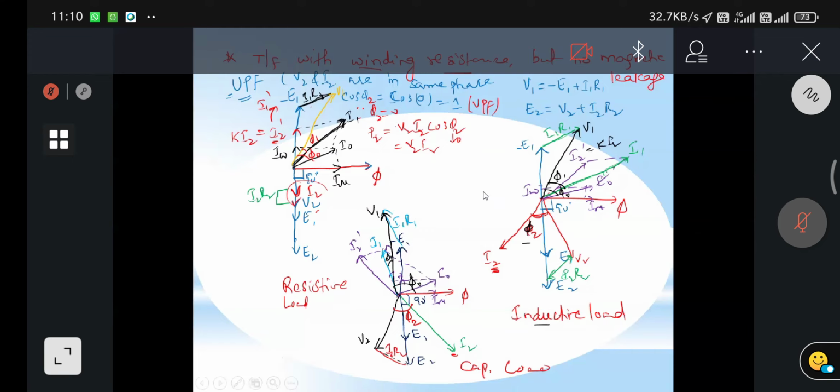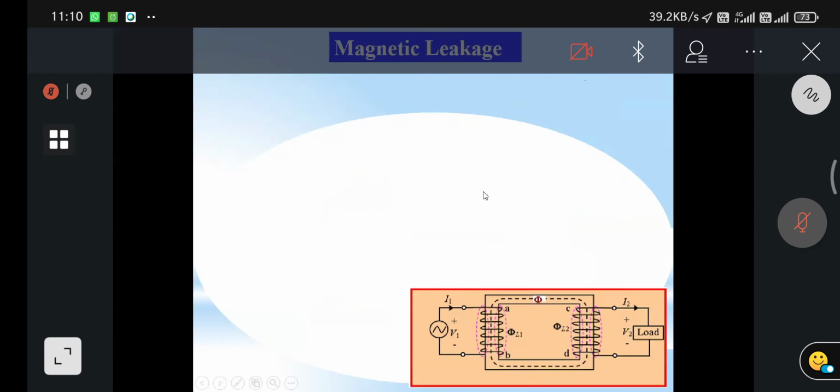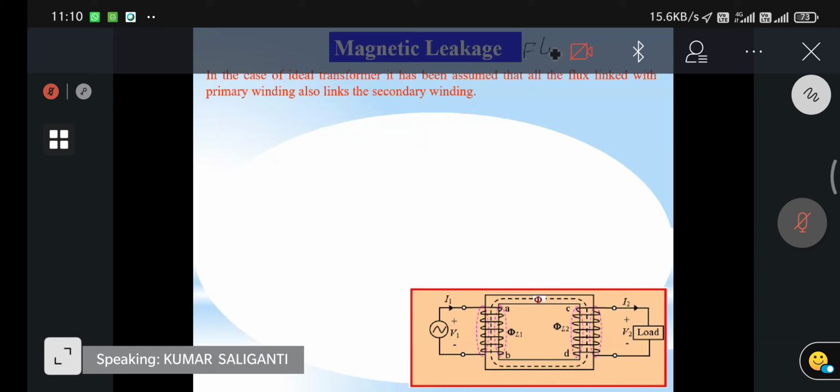So now we'll see what those phasor diagrams will be. These are already mentioned. This is the magnetic leakage. I already explained it here. So what is the use of magnetic leakage? There is, due to that, this transformer with the magnetic leakage here. Transformer with magnetic leakage flux.